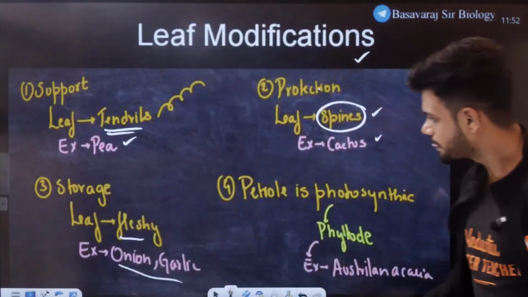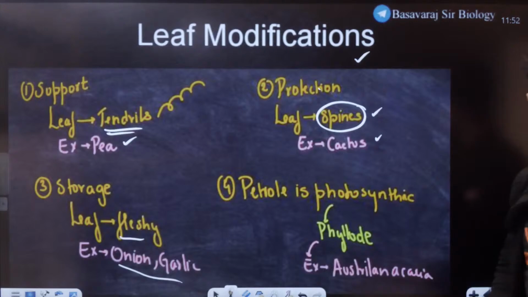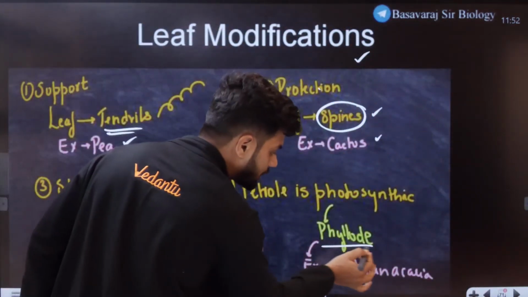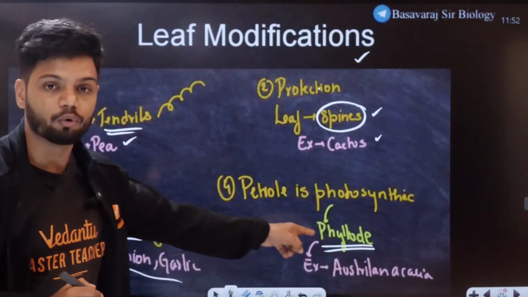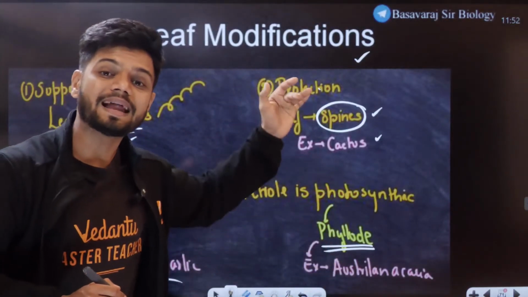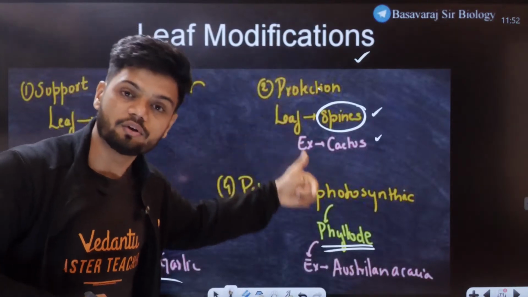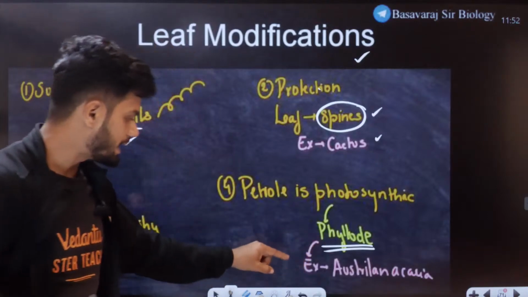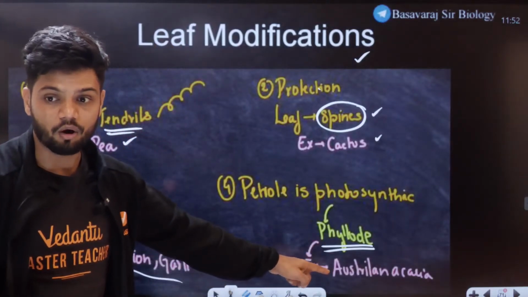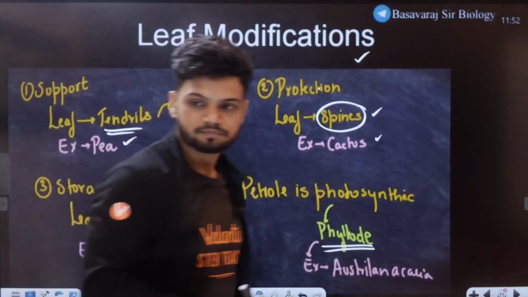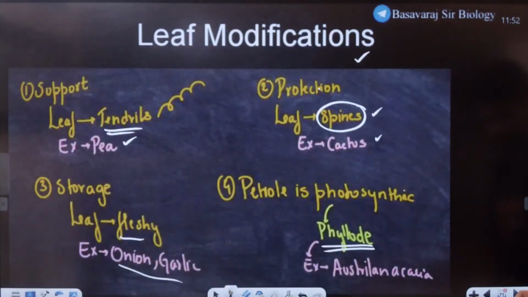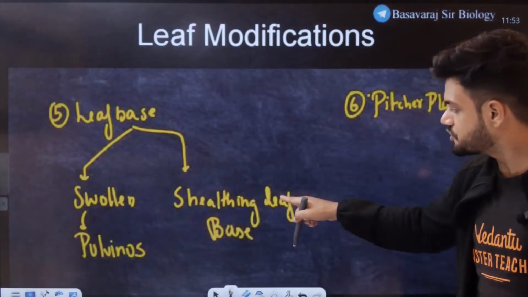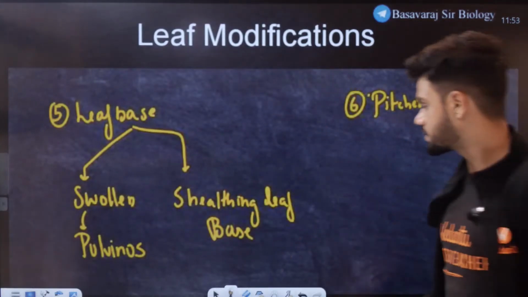Okay. Now, petiole is photosynthetic. That is, some of the petiole is called phylloid. Phylloclade is a stem modification. Phylloid is a petiole or a leaf modification. Example is Australian acacia. Australian acacia is the example. Okay. Now, what is leaf base? I told you swollen, pulvinus. Leaf sheath base is present in the case of monocots.